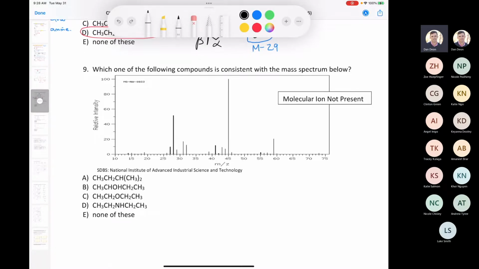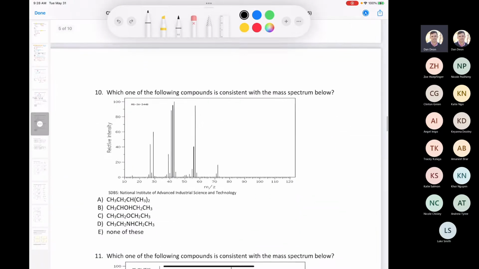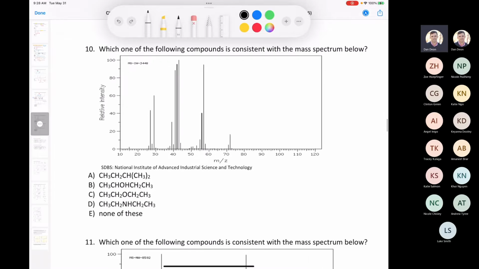Anyhow, question number 9, I wouldn't ask you that one, so I'm just going to skip this one and say, FYI, I think I go over it on my YouTube channel, but I'll leave that one for now. The next one, let's do another one of these, and then we'll take a look at some IR problems. The next one just says, which one of the following compounds is consistent with this mass spectrum?